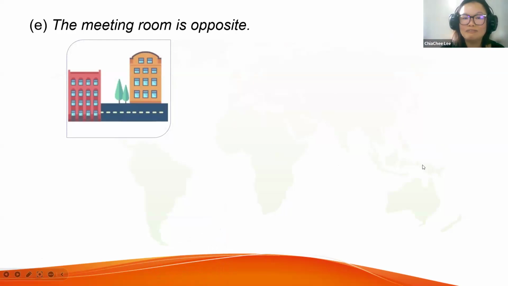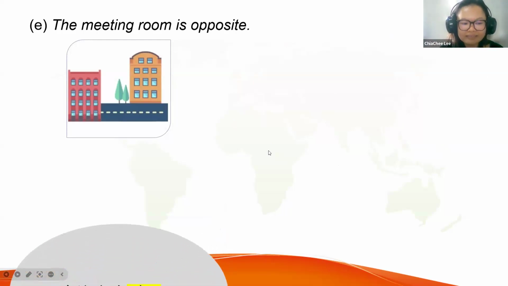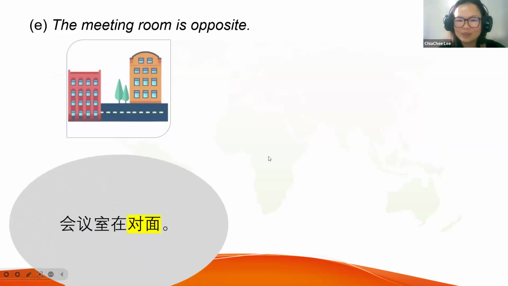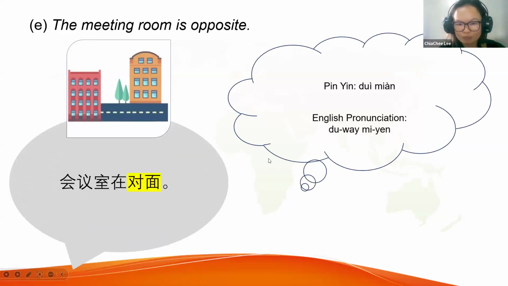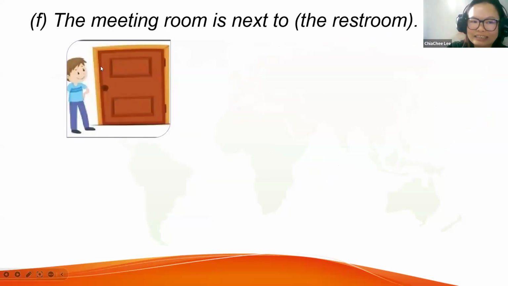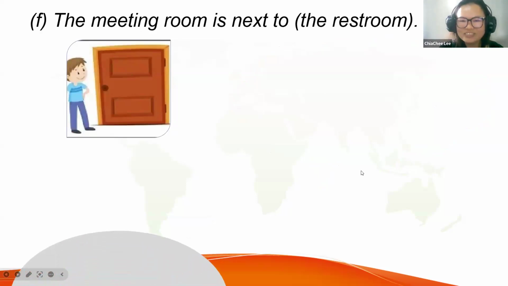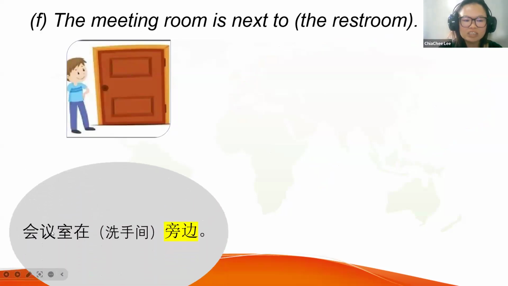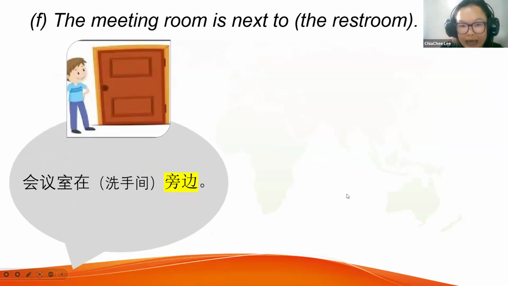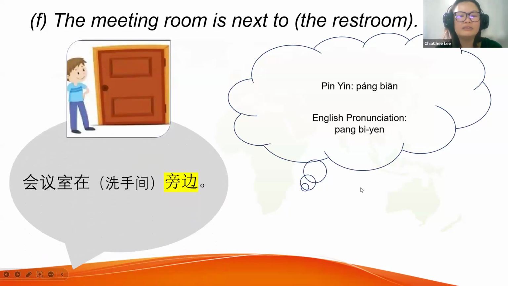But let's continue with far away a bit. The meeting room is opposite, 会议室在对面. Yeah, 对面, you have to have a gap in between. Then you can say it's 对面. If the eyes can see, you say 前面. Okay, then last but not least, the meeting room is next to the restroom. 会议室在洗手间旁边, that is a parallel verb.